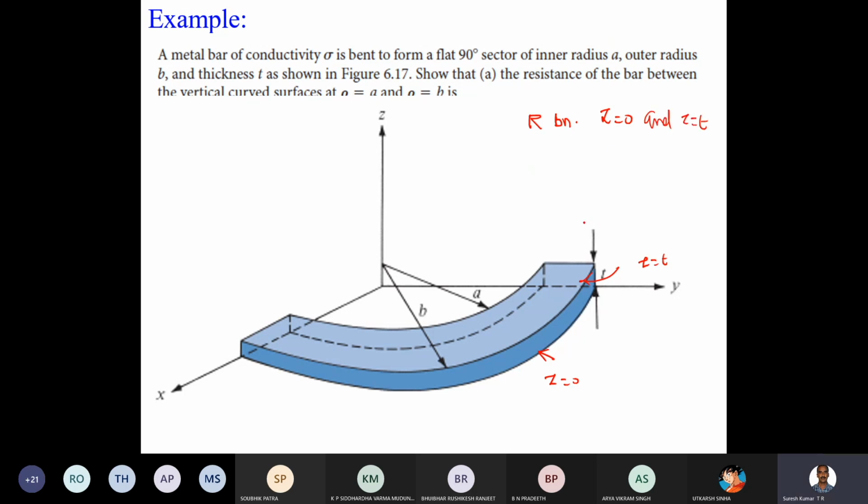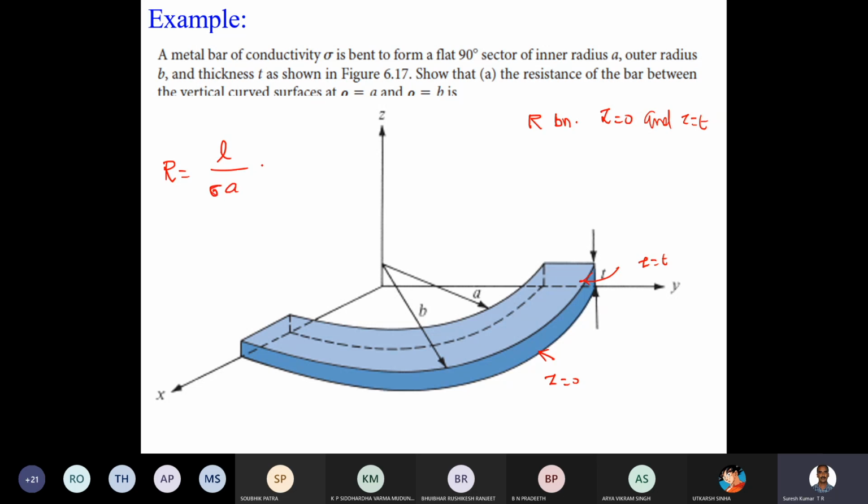Now which formula will you use? Whether the cross section is the same or different. The metal at Z equal to 0, the blue region, is the same as that at Z equal to T, right? Both are the same. The area is the same, the cross section is the same. So as the cross section is the same, you can use the formula R equal to rho L over A.